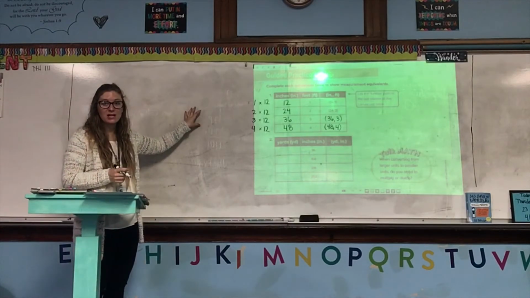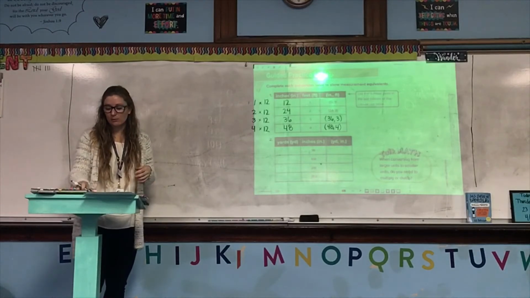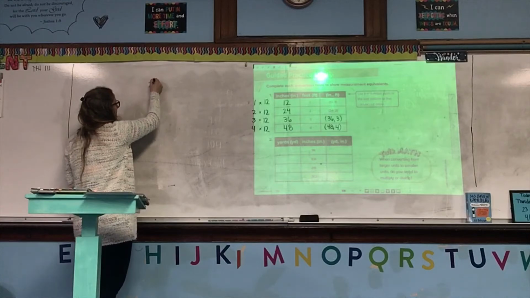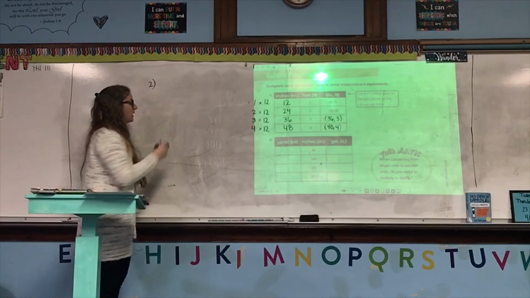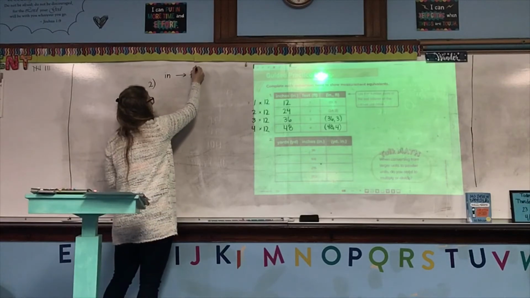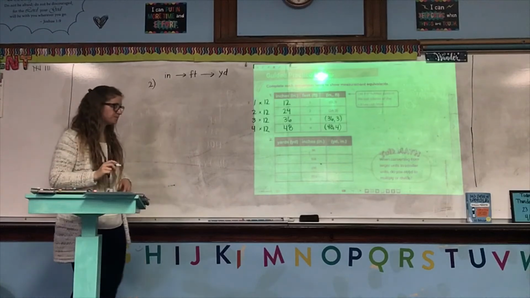Okay, so I'm going to show my work here. You're going to be on a separate sheet of paper. Make sure you are neat. Make sure you can keep it with your math book. So, for number 2, we know inches, then we have to go to feet, and then we can go to yards.